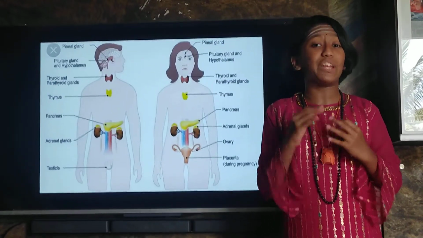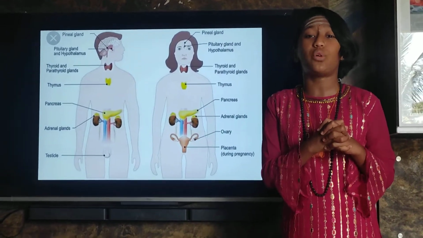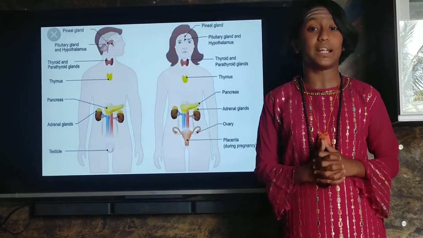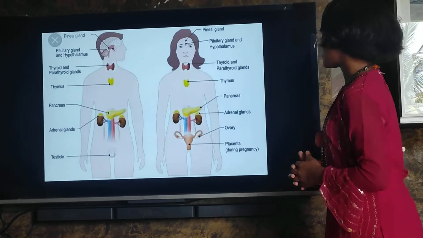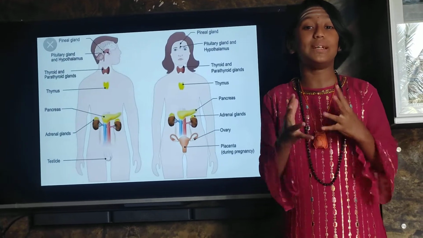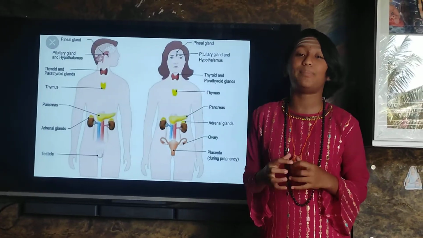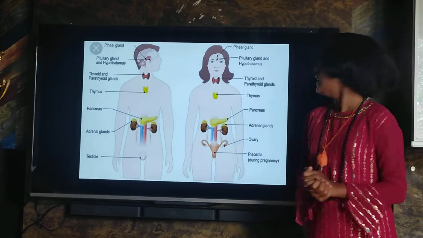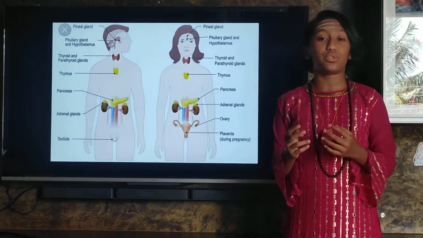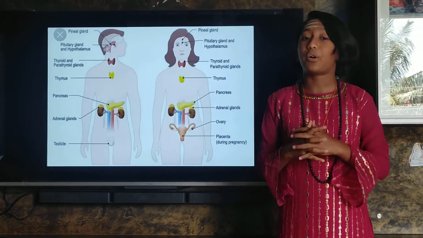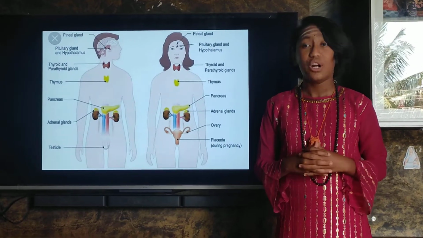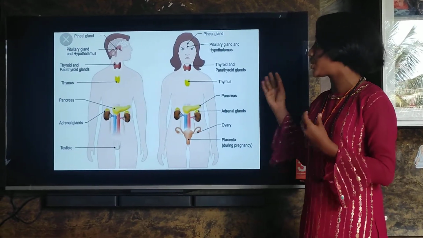Parathyroid glands have a main function in our body because they control the production and secretion of calcium and phosphorus in our body. Next, we come to the thymus gland. The thymus gland produces immunity which helps us fight against diseases. Next, we come to the pancreas. The pancreas is also known as a dual function gland because it is an endocrine gland as well as an exocrine gland.